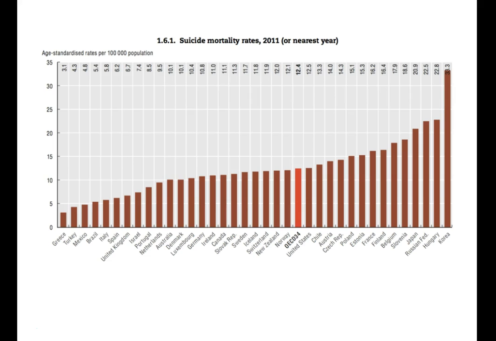And there are some countries that historically have high rates. So Japan, Korea, Belgium, Slovenia, and you can kind of see that trend there. Most of the time, suicide rates are presented as a numerical value. So the United States is about 12.5. It's 12.5 people out of every 100,000 in the population who will commit suicide.